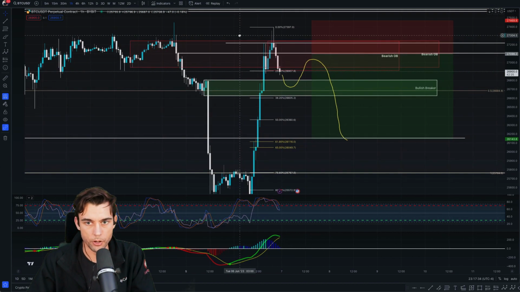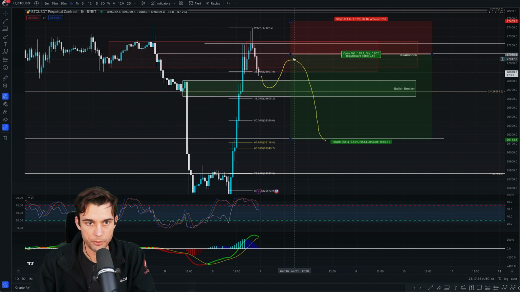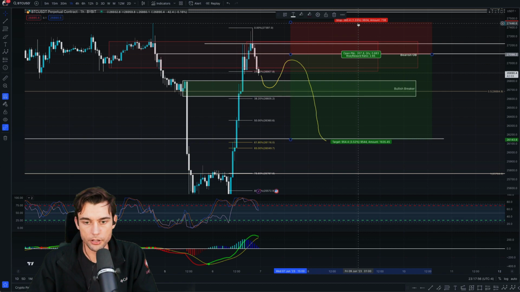So I would want to just short somewhere here. I would probably put a stop above this wick, just in case we get some nasty wick right above here, and I would target down here, which is a 2.65 R trade, with a 1.33 and a 3.52 trade setup.